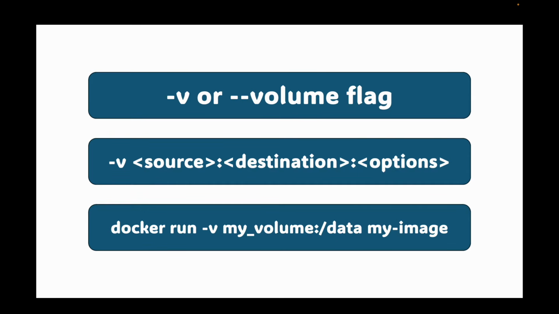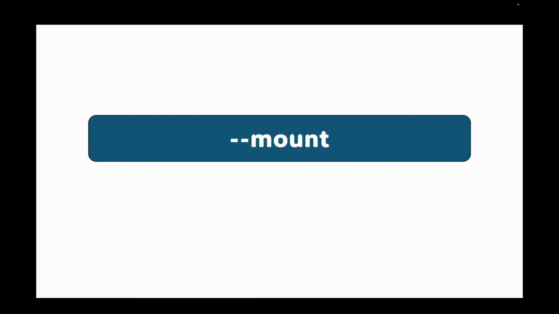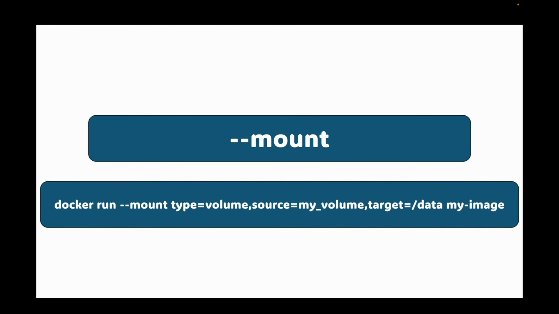Now let's look at the newer kid on the block, which is the --mount flag. The --mount flag was introduced to be more explicit and easier to read. Its syntax is a list of key-value pairs. The same command from before would look like this. So docker run --mount and then your key-value pairs: type is the type of storage, your source, your target, and the name of your image.